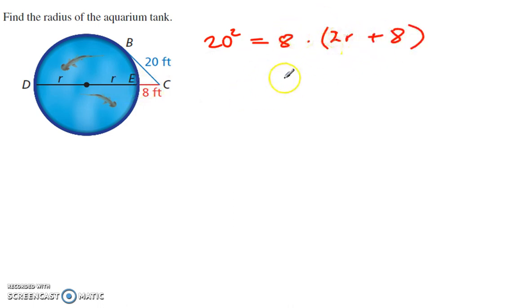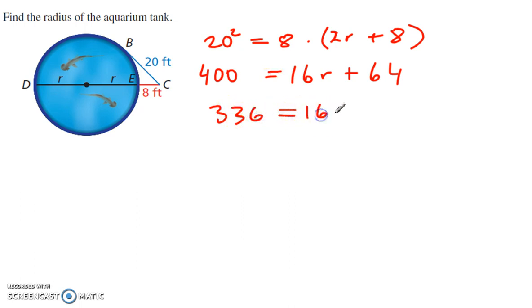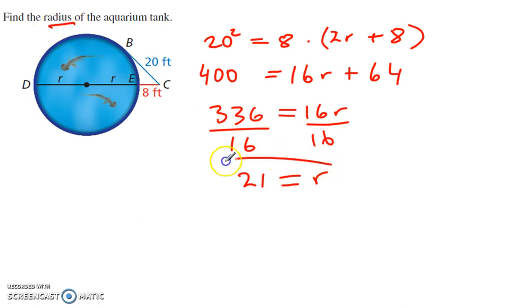Now 8 times 2r gives me 16r. 8 times 8 gives me 64. And then over here, we have 400. Subtract 64, we got 336 is equal to 16r. Divide each side by 16. And 336 divided by 16 is 21. 21. Now, that is what they were looking for, the radius.